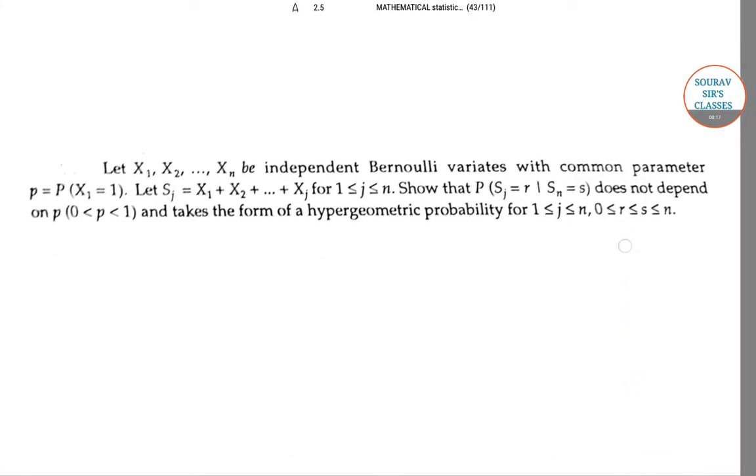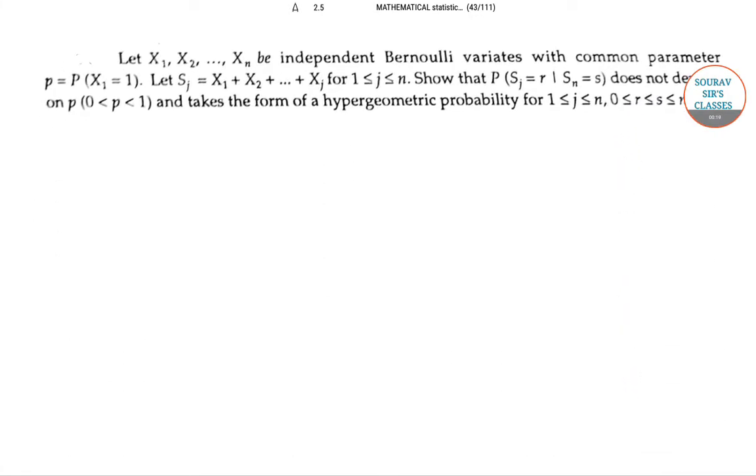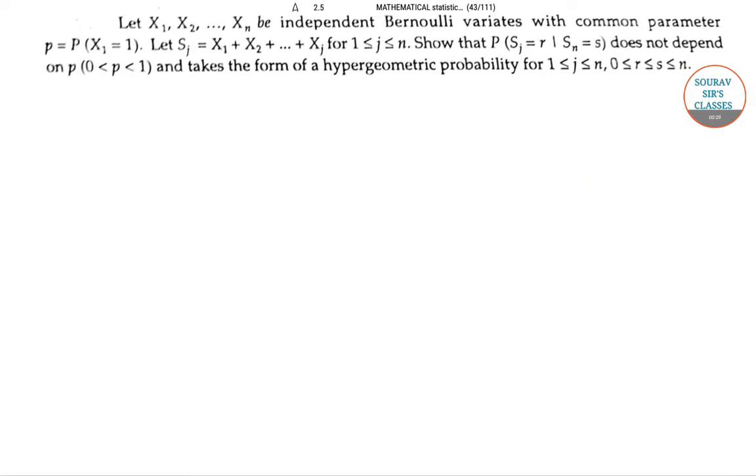So in today's video we will be solving a few questions from mathematical statistics. So the question goes like this. The first question is: let x1, x2, x3, ..., xn be independent binomial variates with common parameter small p equals capital P.